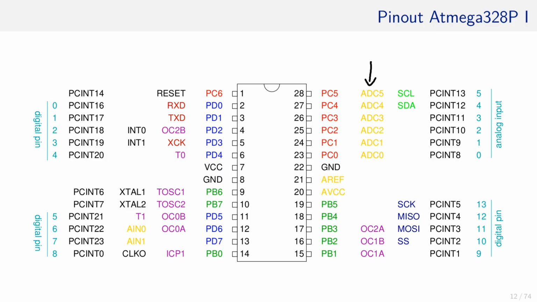Then we have the reference voltage, AREF, and AVCC here. So far, I have not mentioned these two pins, which are also in yellow and therefore related to the ADC. Those pins will be handled in the chapter about the analog comparator, which is also a periphery of the ATmega. More about that later.